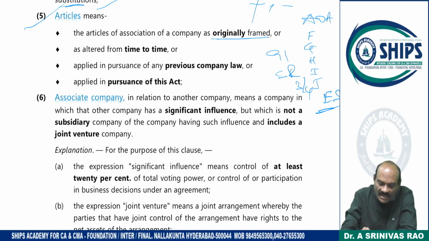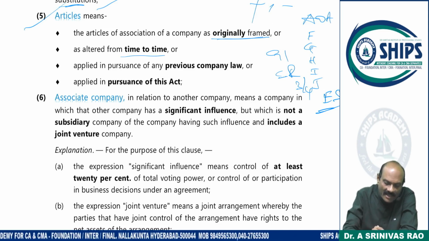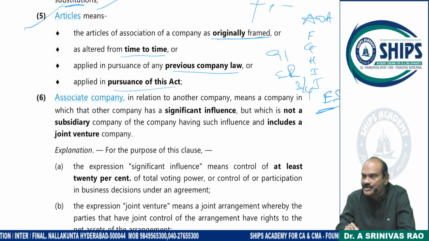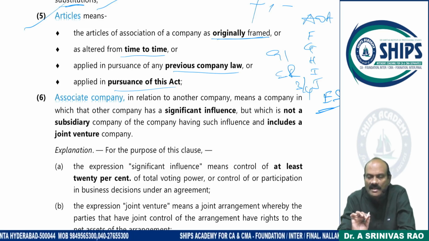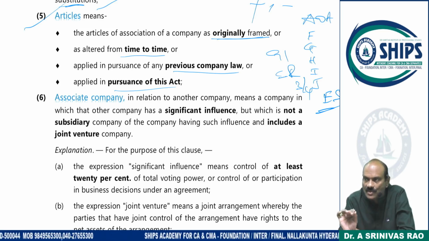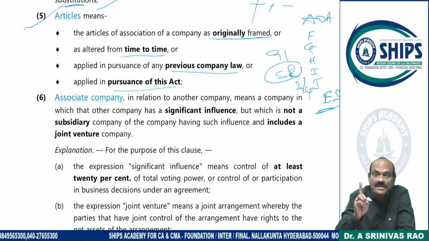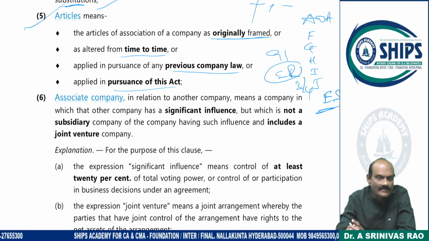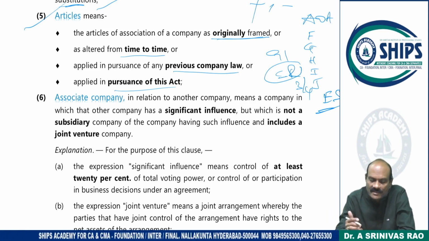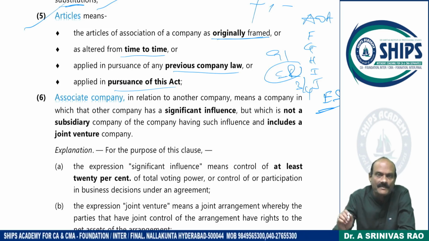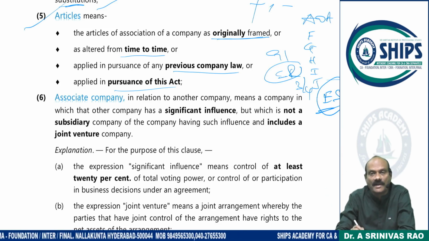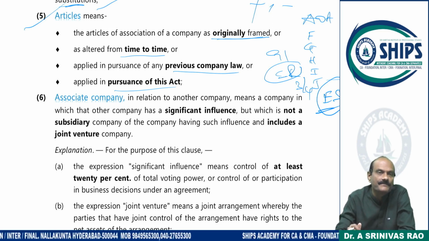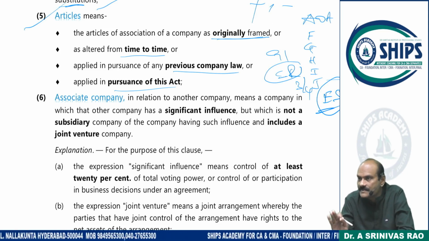Second ones, it is originally framed, altered from time to time, and applied in pursuance of the previous company law or under the pursuance of this law. Means it can be changed. Your articles of association can be altered. How to alter? Any regulation, any clause in the articles of association that you would like to change always requires a special resolution. A special resolution requires a 3/4 majority of the members attending a meeting and agreeing to the proposal. So finally, each special resolution should be accompanied by one explanatory statement, explaining the reasons for passing the specific resolution.